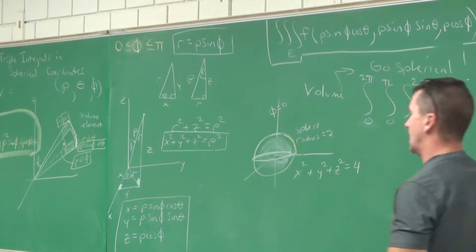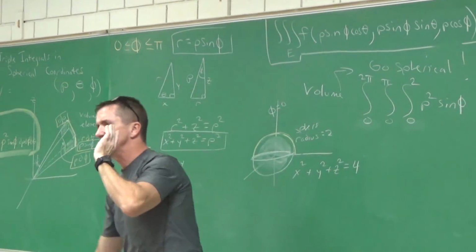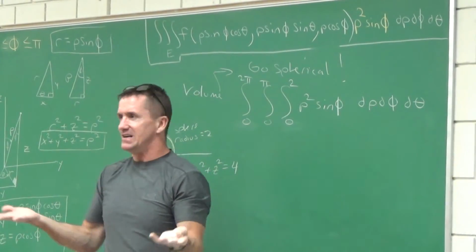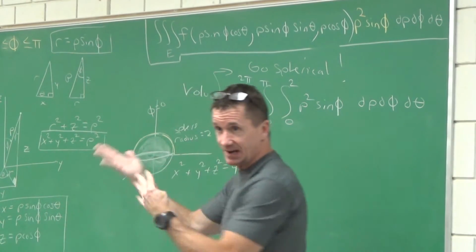And let's work out all the math, and we should check this in the end. What's the volume of the sphere in geometry class? 4/3 pi radius cubed. We'll check that. It should come out identical, right?